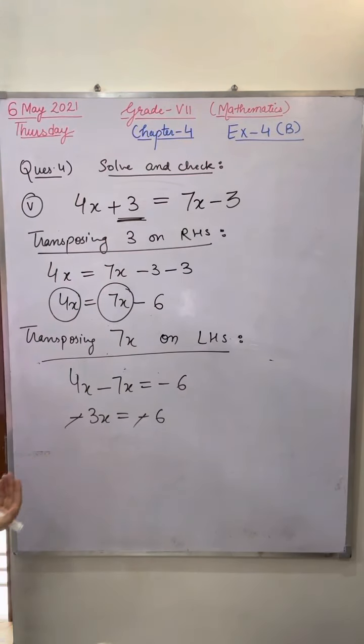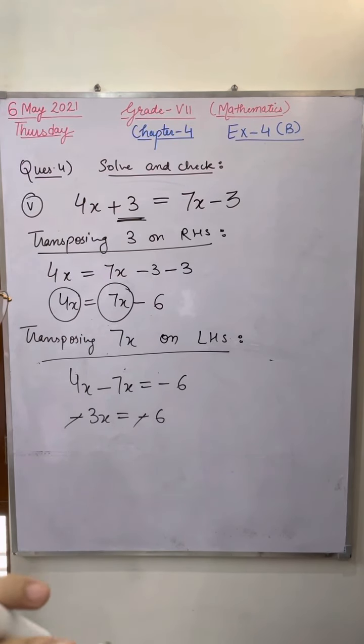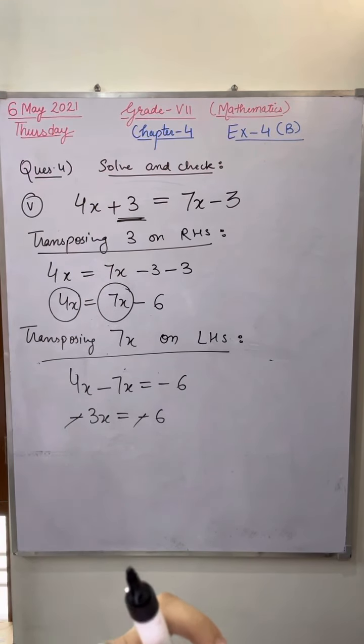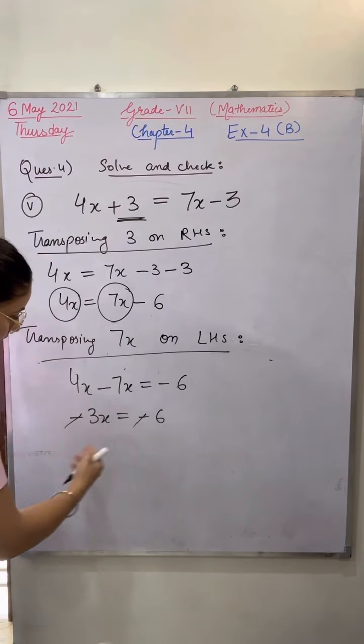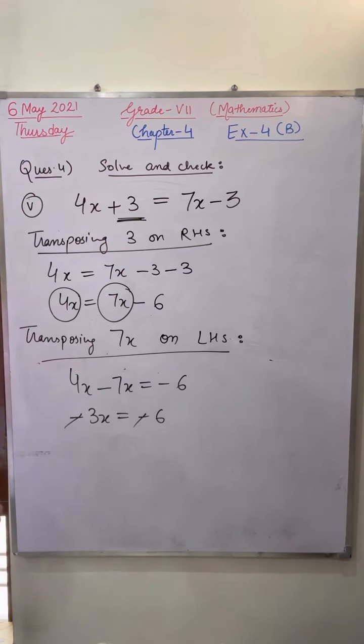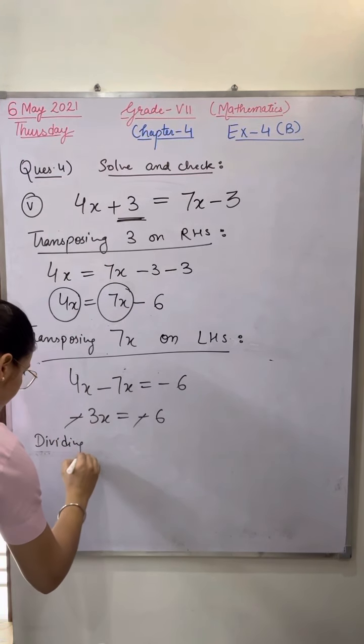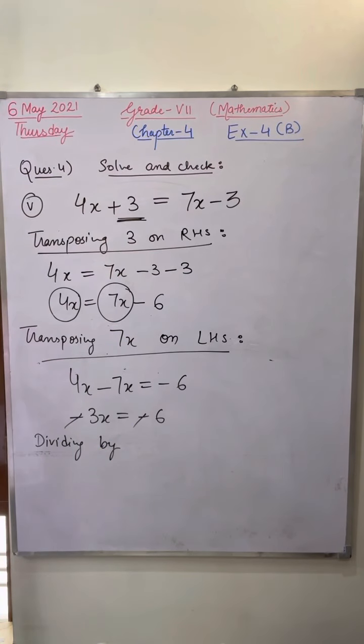Now we have to apply the last method, the last step. What is that step? Please unmute yourself quickly. Good morning, ma'am. Good morning. Urvashi, please tell me. Here 3x is left, here 6 is left. Here I want only x. So I have to divide or multiply quickly. Ma'am, divide. Very good. Dividing by what?